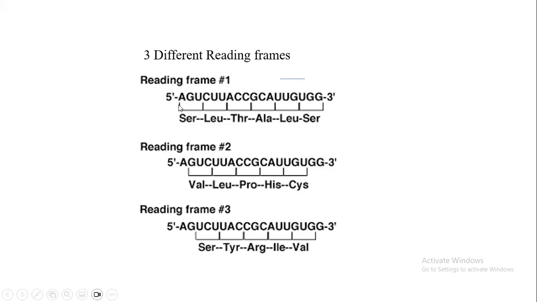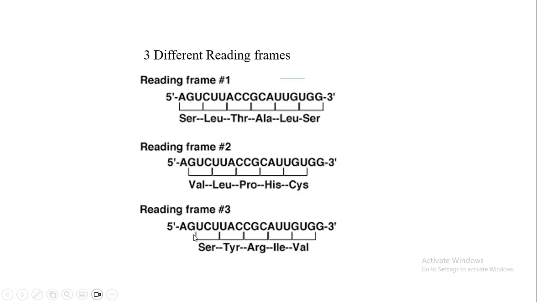So, for example, if you start reading the sequence from adenine, then AGU will form serine amino acid. And then automatically the next 3 bases will encode for the next amino acid and so on. However, if we consider the second reading frame, which is starting from guanine instead of adenine, then GUC will form the first codon, and hence the reading frame has changed.